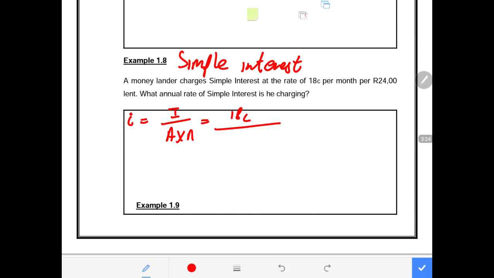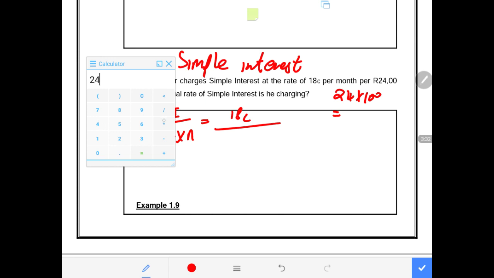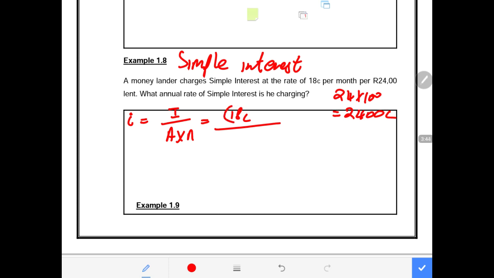So in simple terms, we just say 24 times 100 in order for us to get 2400 cents, because every 1 rand contains 100 cents. So that means it will be 2400 cents. If our interest is in cents, the amount that is invested must also be in cents. We can't have cents here and have rand at the bottom. Then we multiply this by 1 month out of 12 months, because he is charging 18 cents per month. So our N is for 1 month.